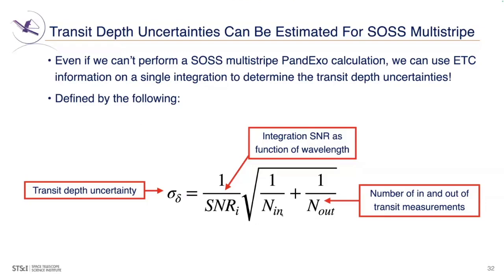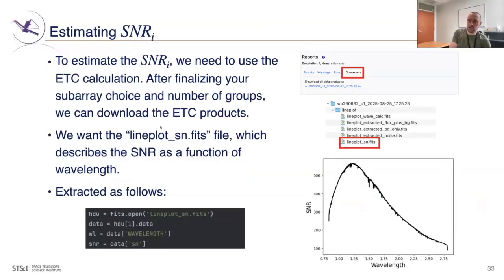Okay, so how do we get these pieces of this equation and estimate this thing on the left? Well, first, for the signal to noise, we can grab this straight from the ETC. I just showed you how to generate a calculation. Once you've finalized your subarray choice and the number of groups you want to do, you can download the ETC products. This is just a tab in the bottom right. You can click it here and you get this tar file. If we open that up, you're looking for one file in particular, and that's this line plot underscore SN, signal to noise, which describes the signal to noise as a function of wavelength.